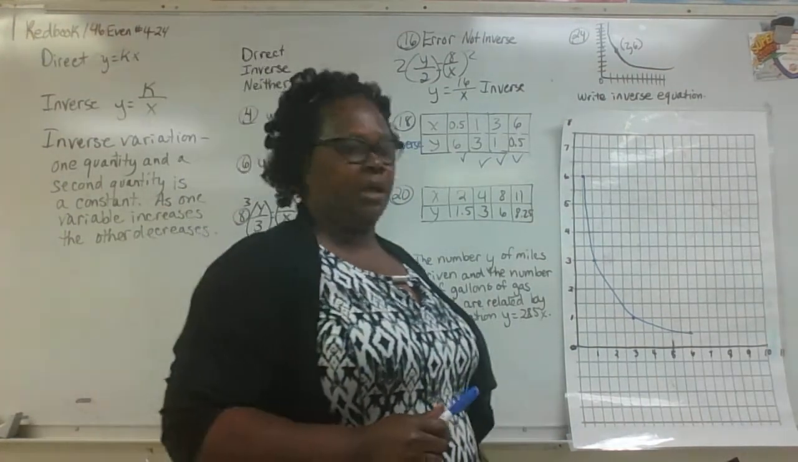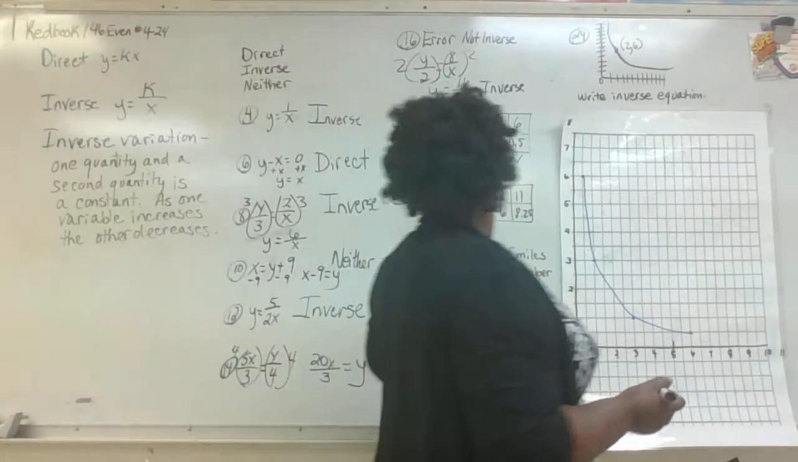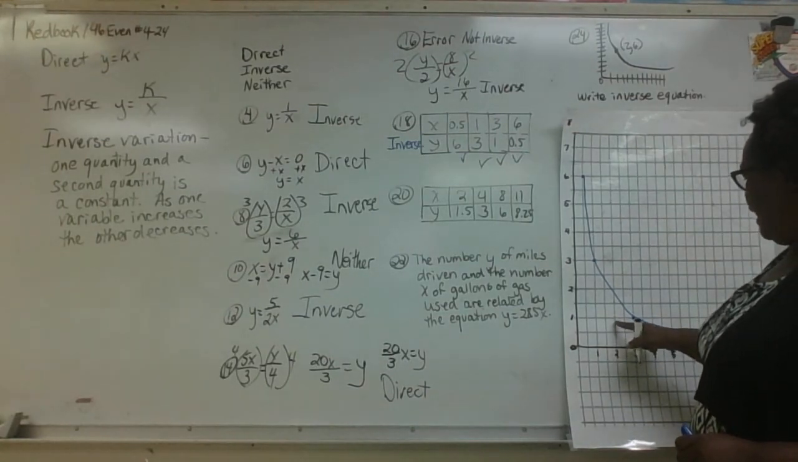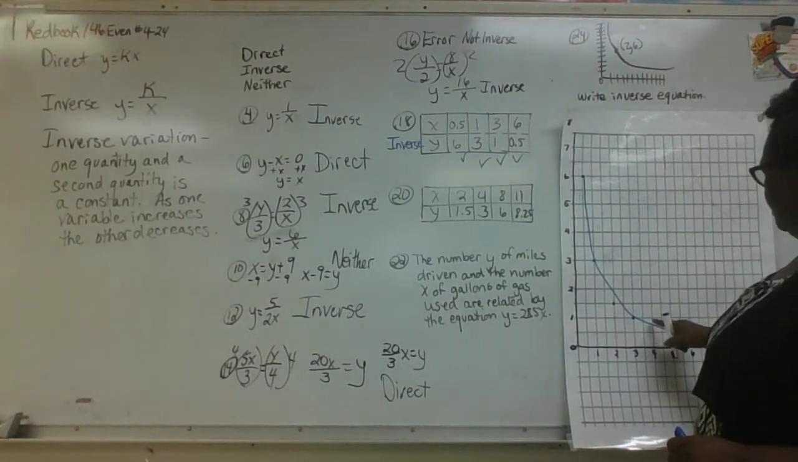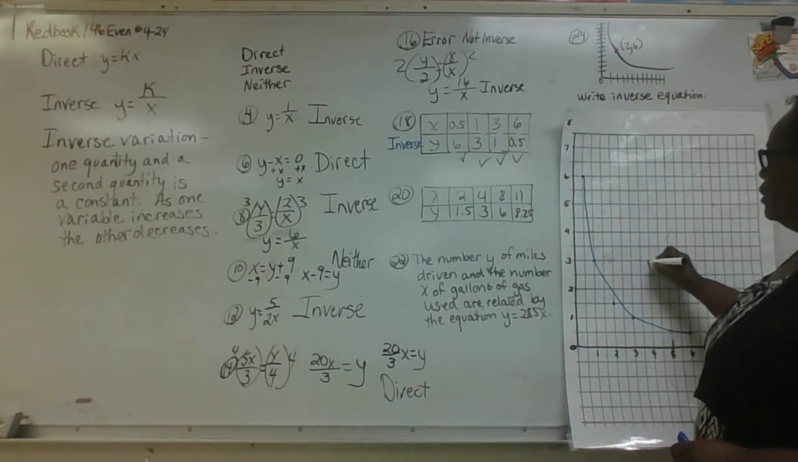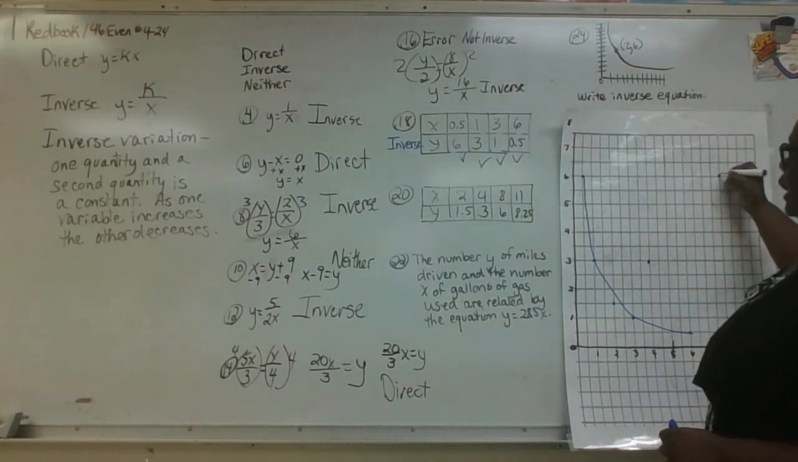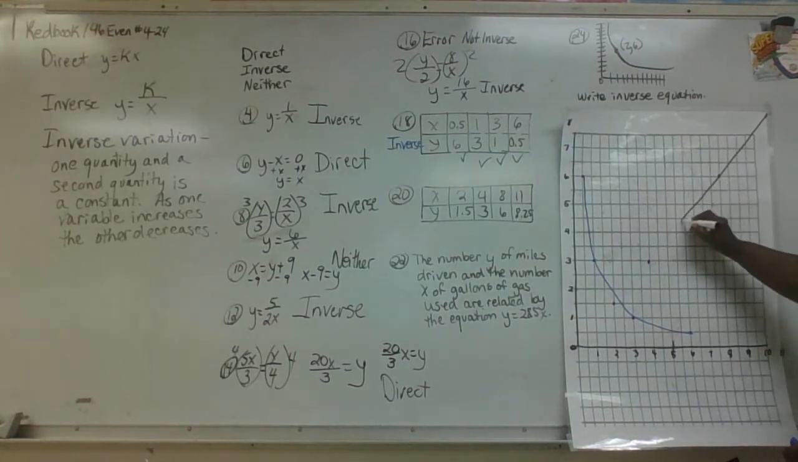Our next one, we are looking at number 20. I need to move a little faster. Time is running out. We have 2, 1.5. We have 4, 3. We have 8, 6, and we have 11, 8.25. Okay, so now we can see that our line is straight.